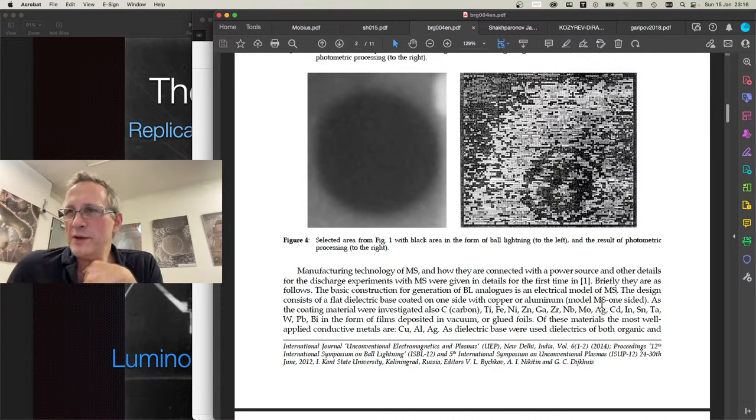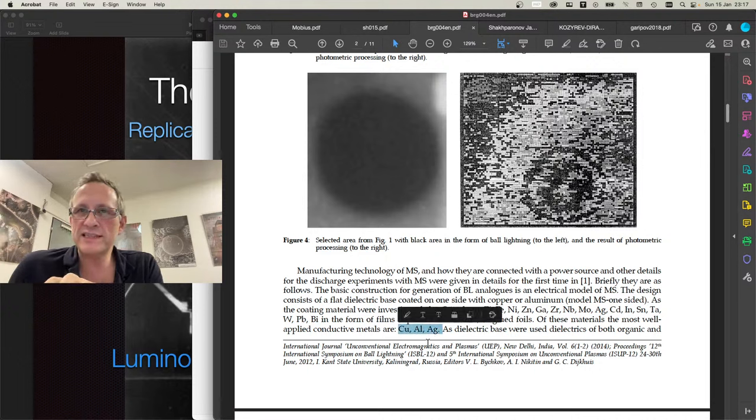Model Möbius strip one-sided. As the coating material were investigated, also carbon, titanium, iron, nickel, zinc, gallium, zirconium, niobium, molybdenum, silver, cadmium, indium, tin and tantalum, tungsten, lead and bismuth in the form of films deposited in vacuum or glued foils. Of these materials, the most well-applied conductive metals are copper, aluminium and silver.